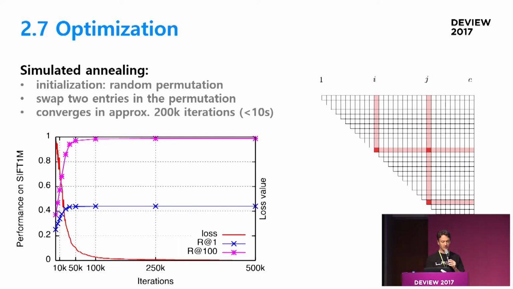What you can see here is, as the number of iterations of our process increases, you see in red the objective function which we are trying to minimize, and as it decreases, it actually increases the real objective we're interested in, which is the recall at 1 or recall at 100, which is how many of the correct nearest neighbors we're indeed retrieving.